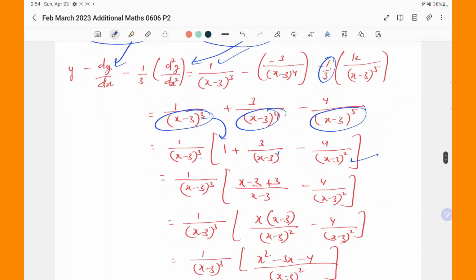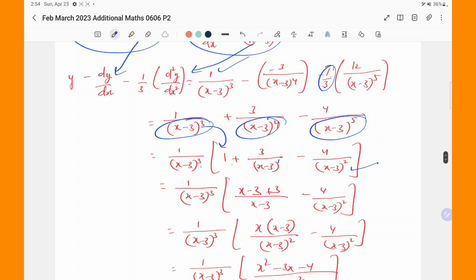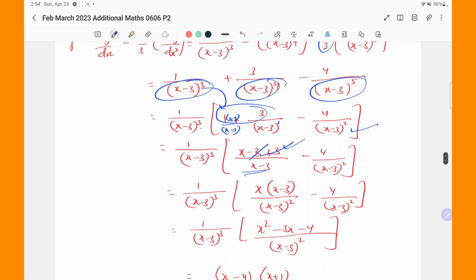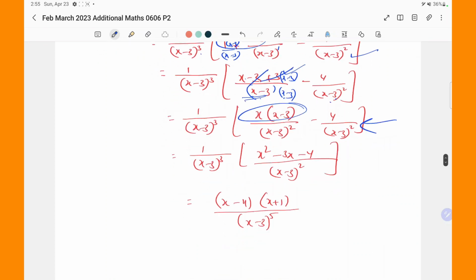Now I'm going to solve this. So how will I solve? I will write x minus 3 here and x minus 3 here, right? So that I can combine this. So x minus 3 plus 3 over x minus 3, 3 and 3 cancel. Now this is (x minus 3) whole square, this is x minus 3. So again I will write x minus 3 here and x minus 3. So x times (x minus 3), and this is (x minus 3) whole square, (x minus 3) whole square. So which you can see here.